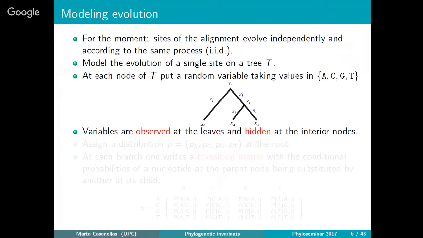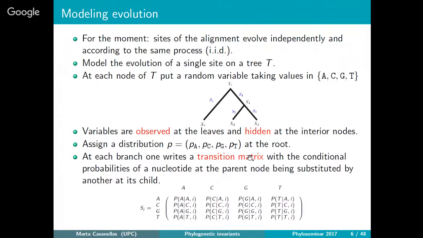And the nodes at the leaves are observed nodes, because the columns of the alignment give us observations of these random variables, whereas the interior nodes are hidden. We don't have observations of them. We assign a distribution, I'm going to call it P, at the root of the tree. We are writing here a rooted tree, but usually we consider unrooted trees, without a root. Okay. But in order to explain the models, it's much better to use a rooted tree.